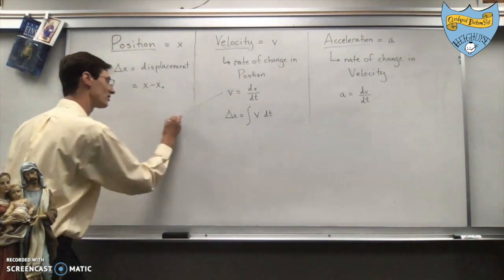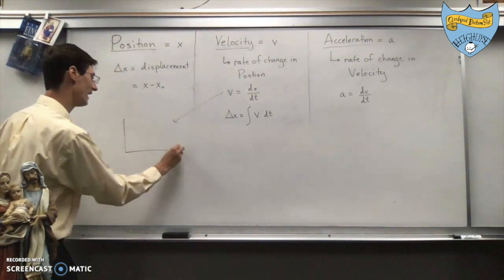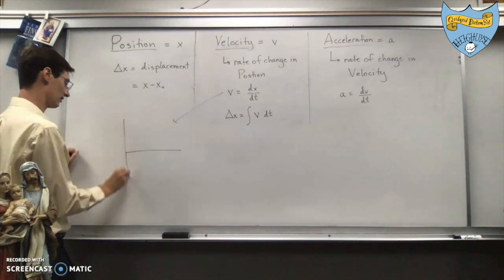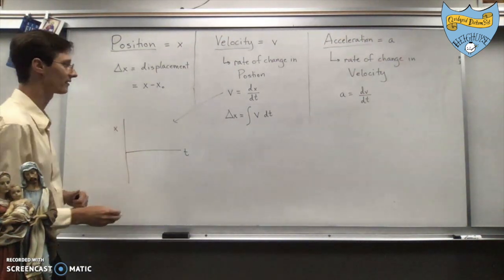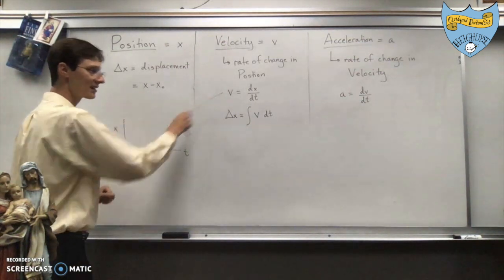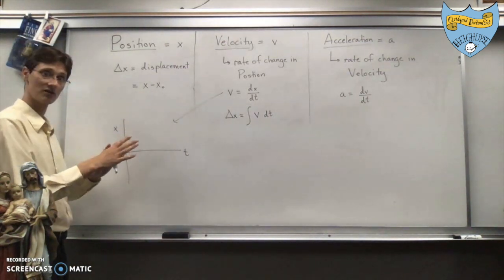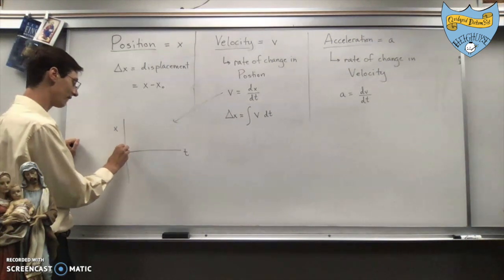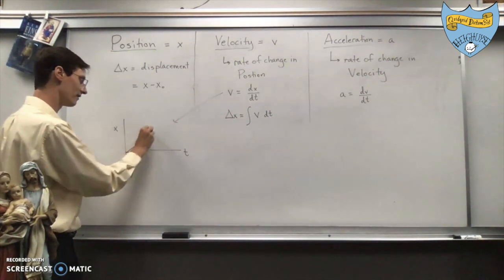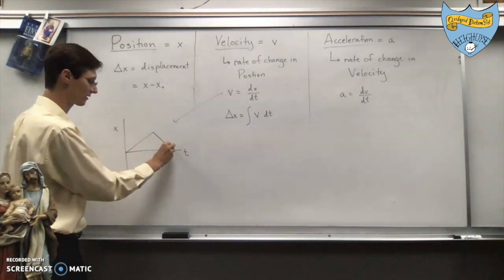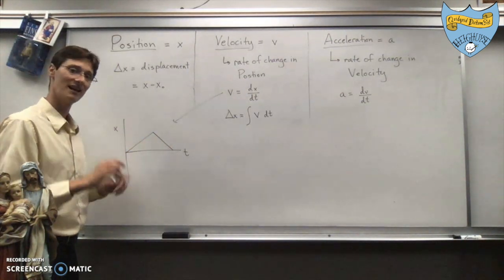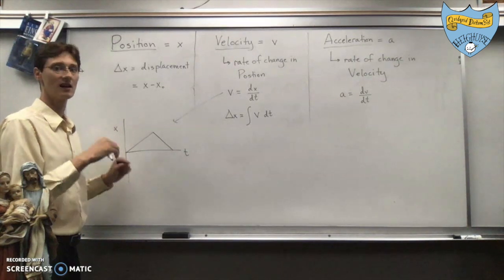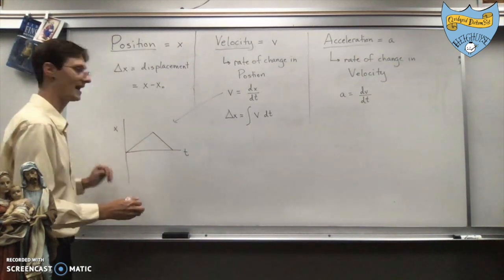All right, let's show what that means graphically. I have here a position versus time graph. If velocity is the derivative of a position versus time graph, then if I have a graph that looks like, say, this, or maybe this, the slope of each of these sections tells me the velocity of the object, whatever it may happen to be.